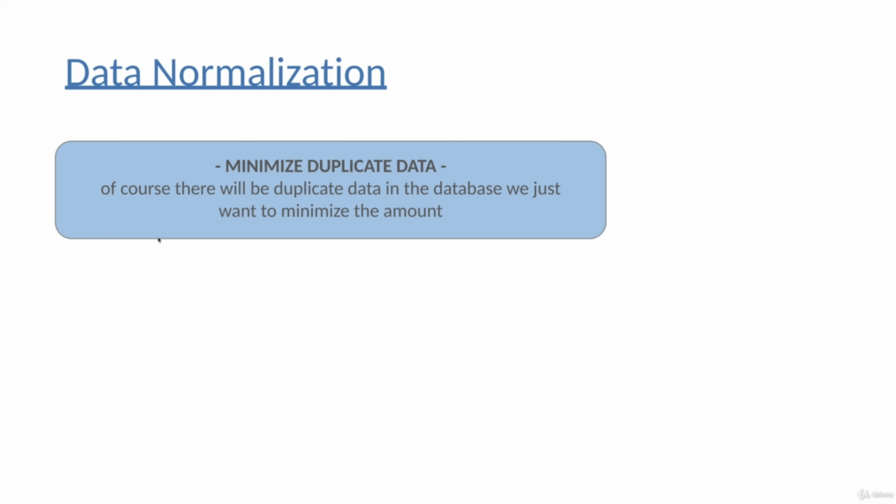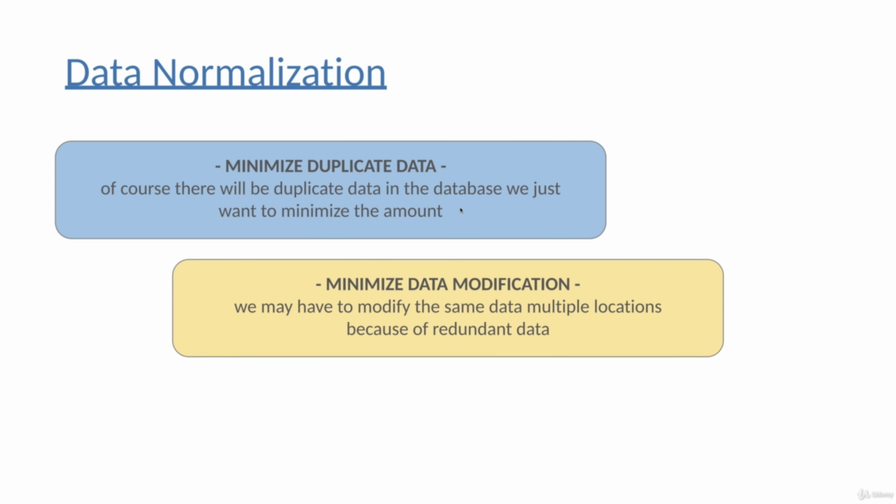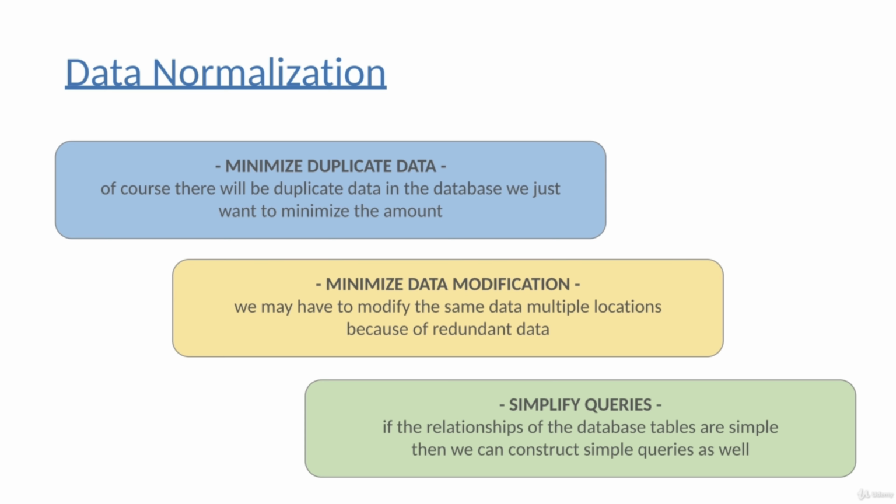So the aim of data normalization is first of all to minimize duplicate data. Of course there will be duplicate data in the database, we just want to minimize the amount of it. Then we would like to minimize data modification, because we may have to modify the same data in multiple locations because of redundancy. We are going to take a look at a concrete example. And finally, we would like to simplify queries.